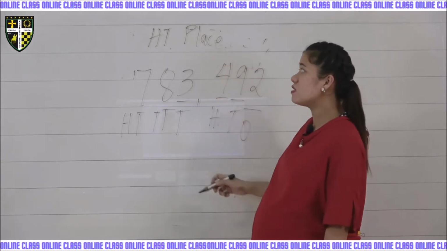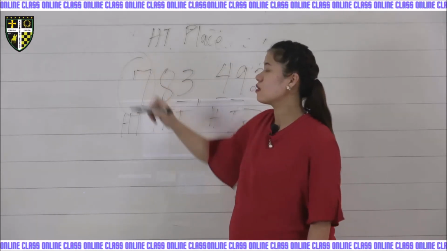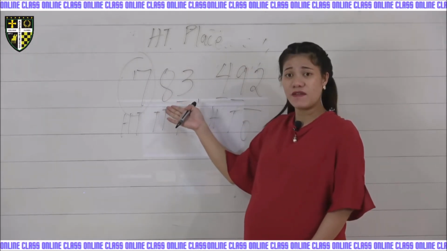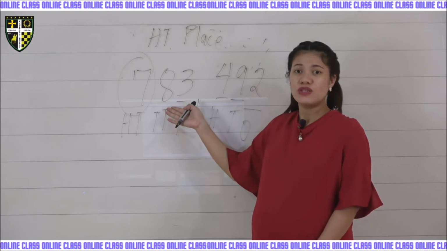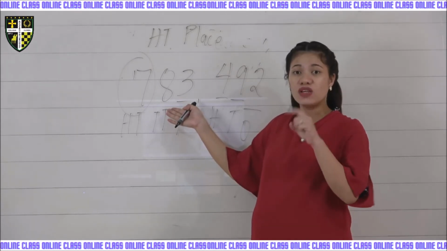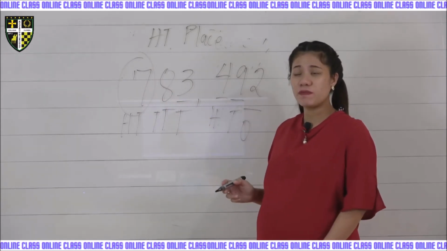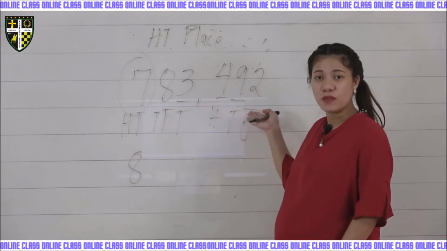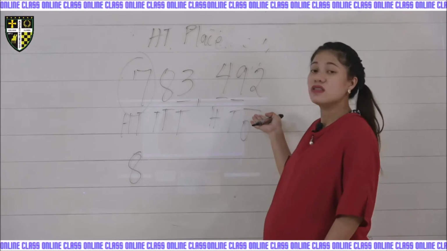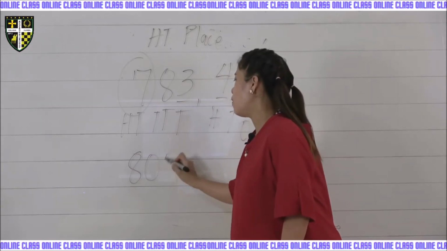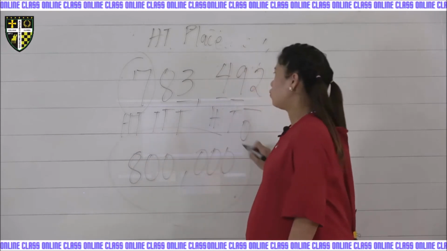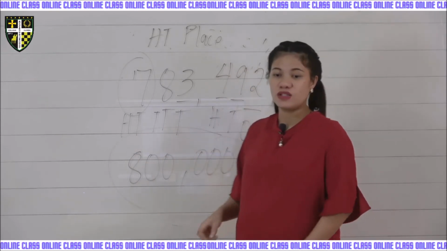So we are looking at the 100,000s place. That means the digit is 7. At the right side of 7 is 8. So we have to add 1 to 7. So it will be 8. And then the following digits will become zeros. So our answer will be 800,000.